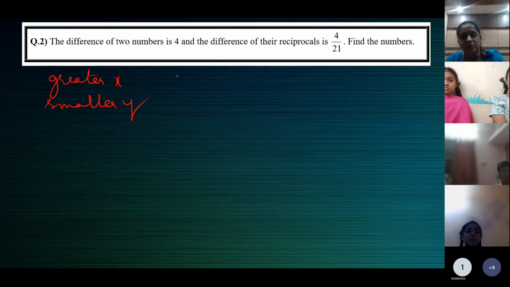So the difference of two numbers is 4. That means x minus y is equal to 4. The greater number x minus the smaller number y is equal to 4.